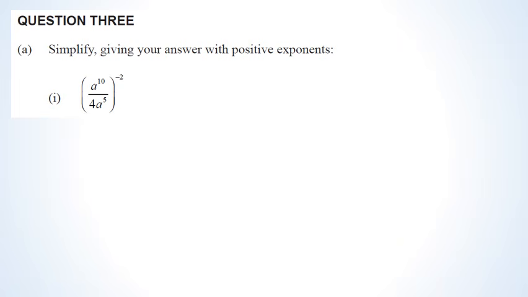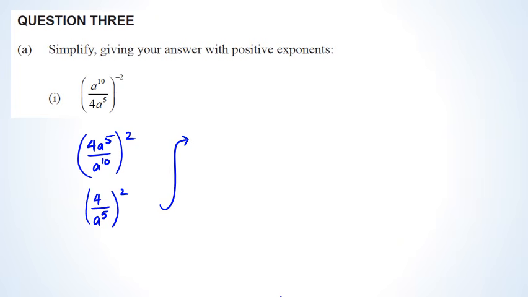Okay, question 3, what we have is simplify giving your answers with positive exponents. So we've got something with a negative exponent. So straight away, I'm going to flip the whole expression upside down. So this would become 4a5 over a to the power of 10, to the power of positive 2. And the next thing I'm going to do is, because I've got a5 and a10, a5 divided by a10 is going to be rewritten as a to the power of 5 in the denominator, and that's raised to the power of 2. So this is going to become 4 squared divided by a to the power of 5 times 2, and what you have is 16 divided by a to the power of 10.